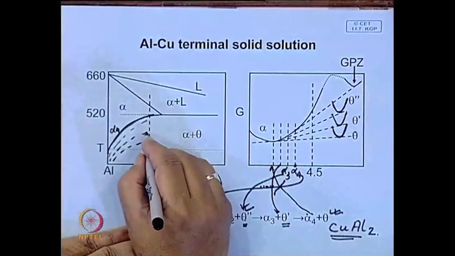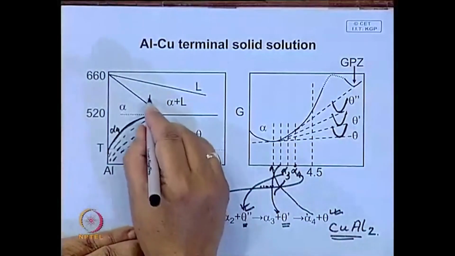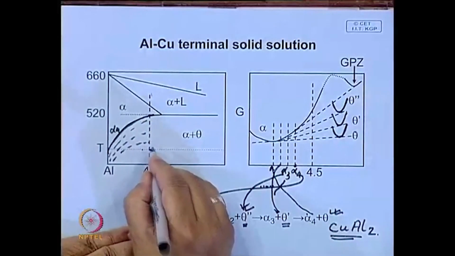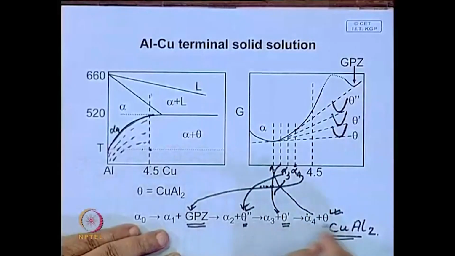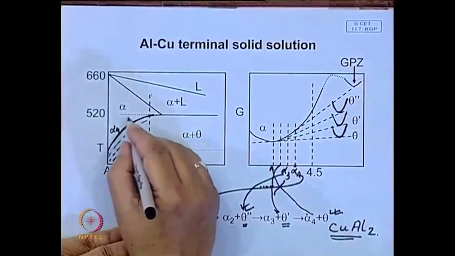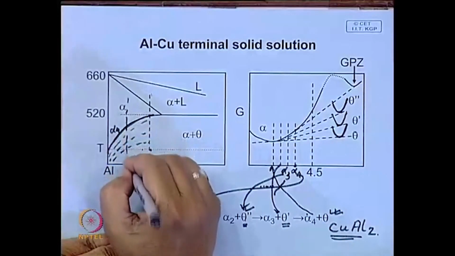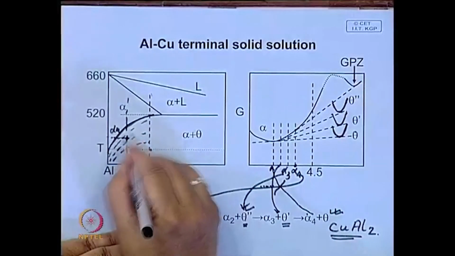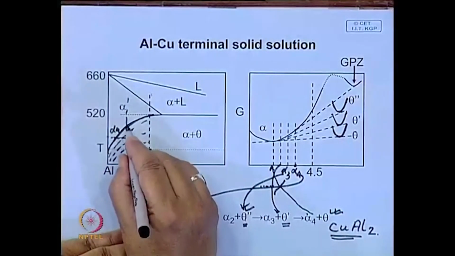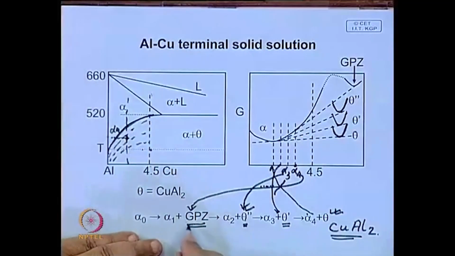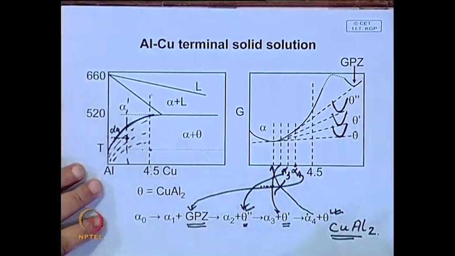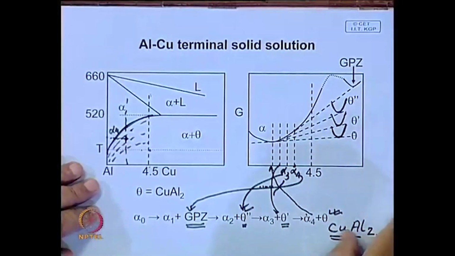Therefore, depending on the temperature at which you are aging, if this is the composition of the alloy and you are aging at this temperature, it will pass through all these intermediate steps. But if the alloy content is somewhere here and you are aging at this temperature, the only precipitates possible are theta prime and theta. So, that means the sequence of the precipitation process will depend not only on the composition, but also on the temperature at which you give the aging treatment.